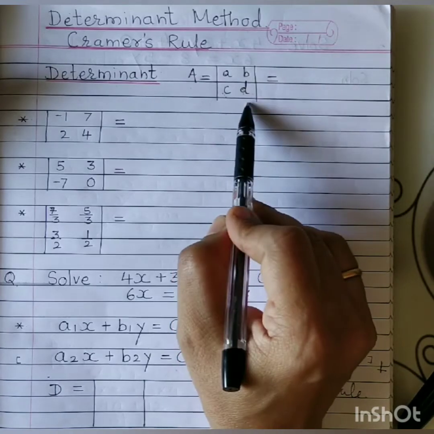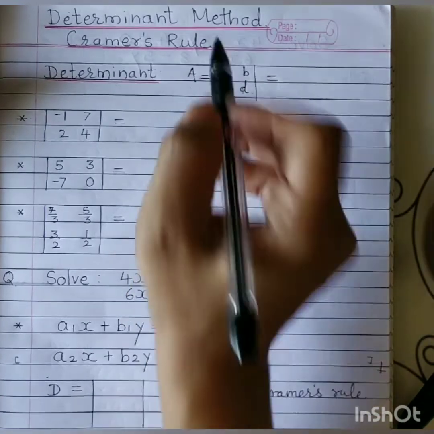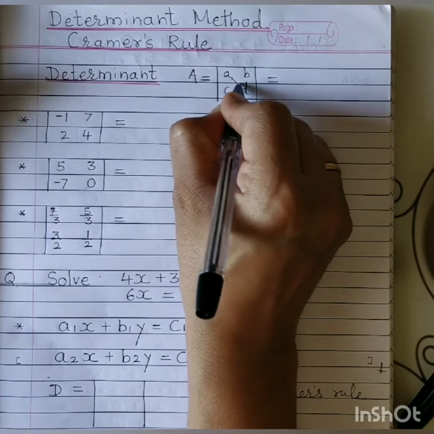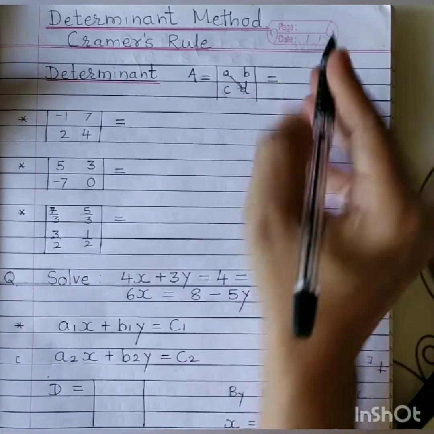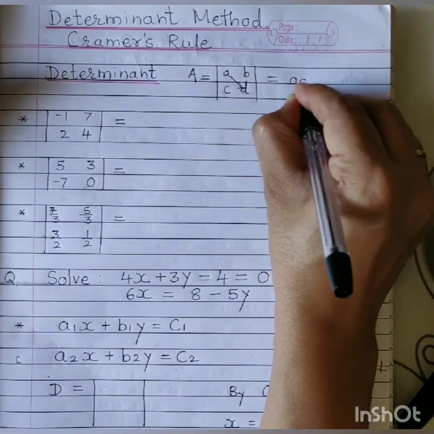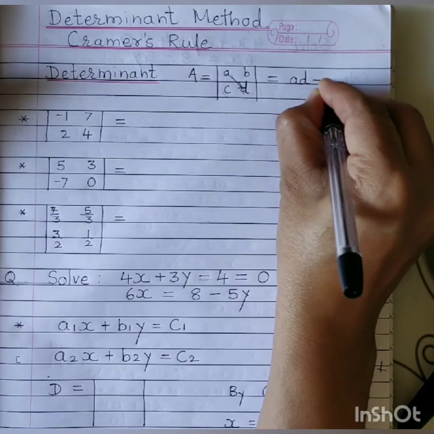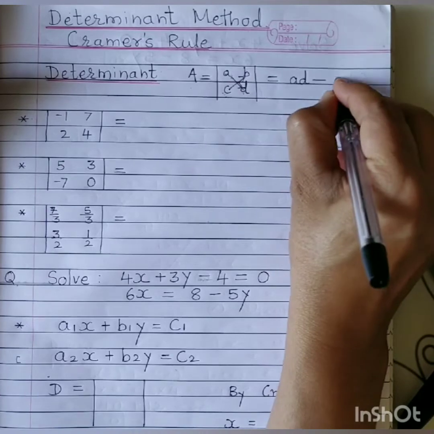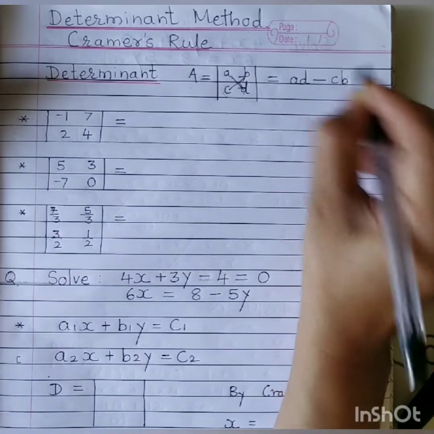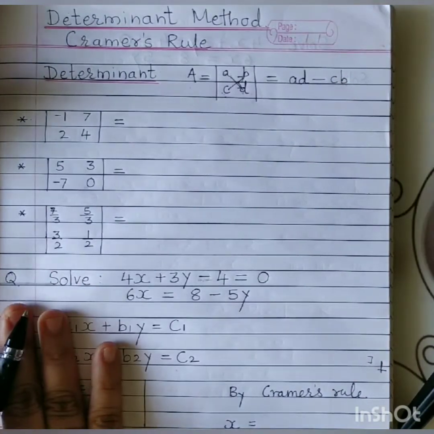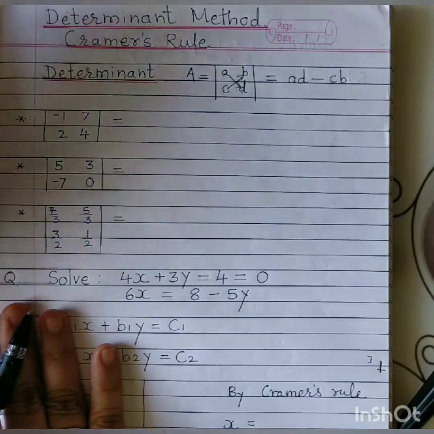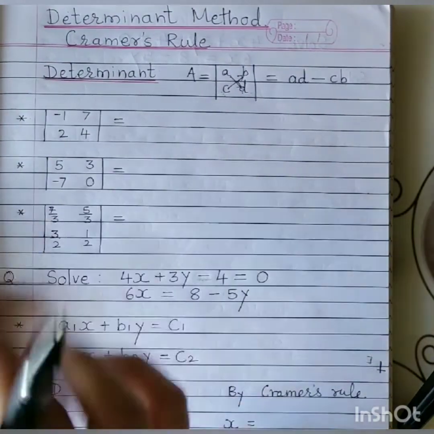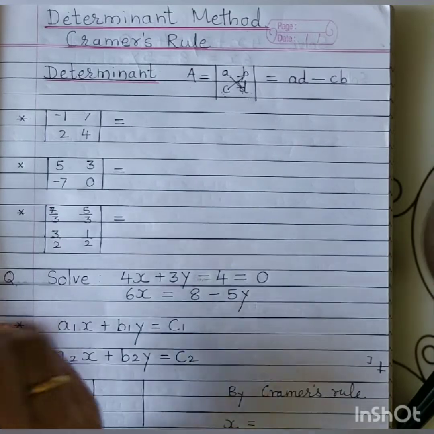We can also find the value of this determinant. How do we find it? Actually, it is cross multiplication. That is A into D. The value of this determinant is A into D minus, remember the sign, C into B. This is the value of this determinant. A numerical value can be found. So let's see some examples from your textbook on how to find the value of a determinant.